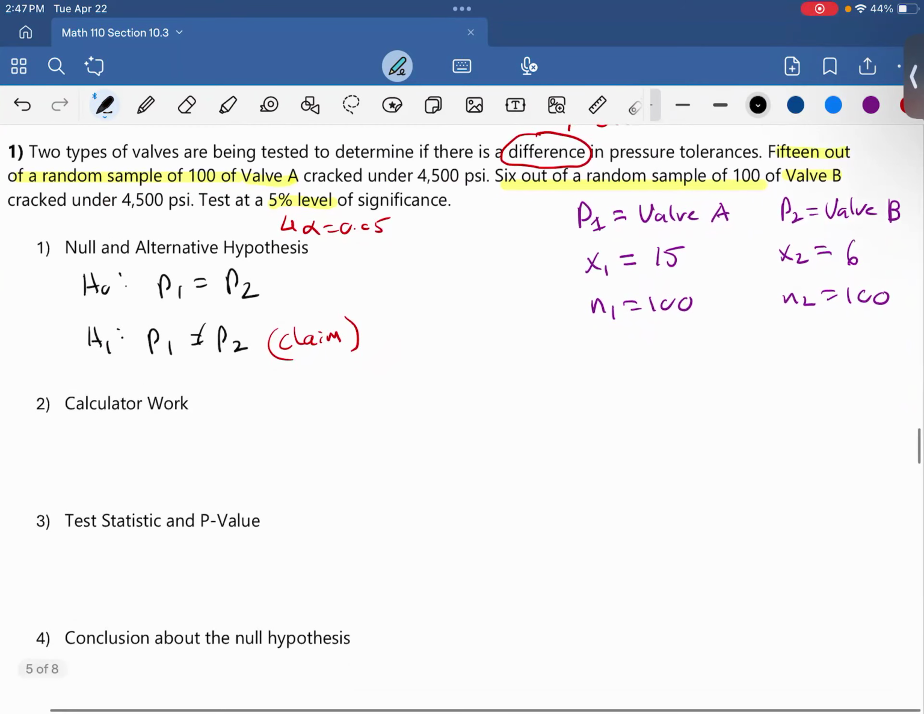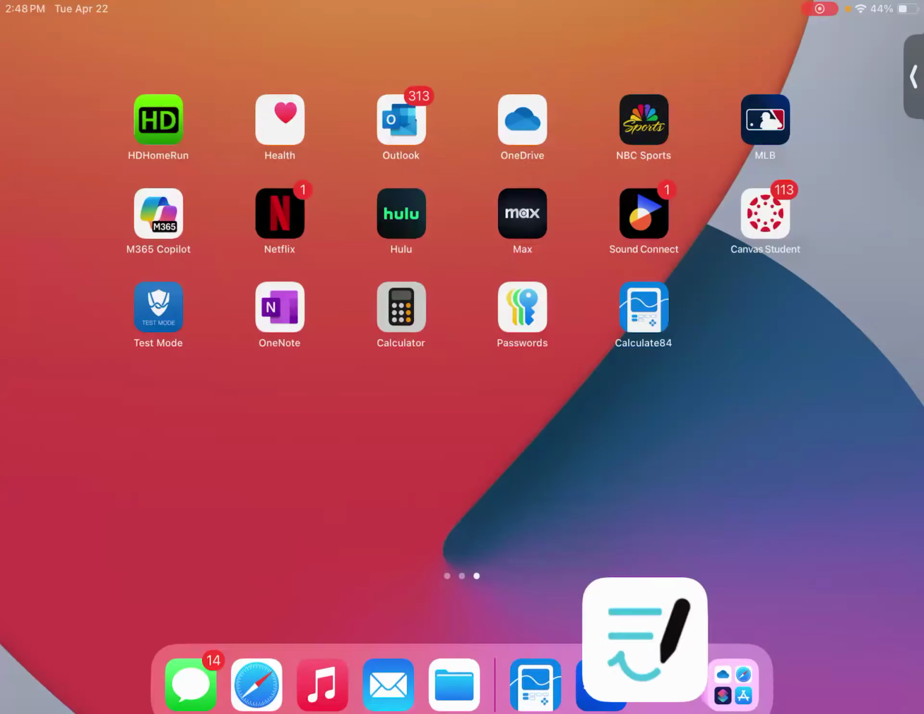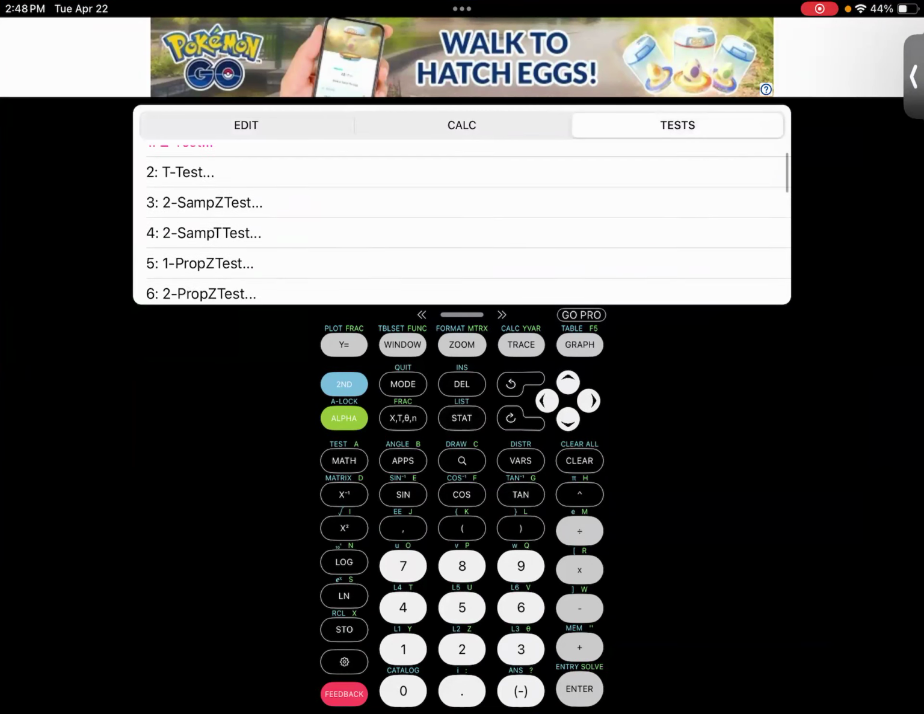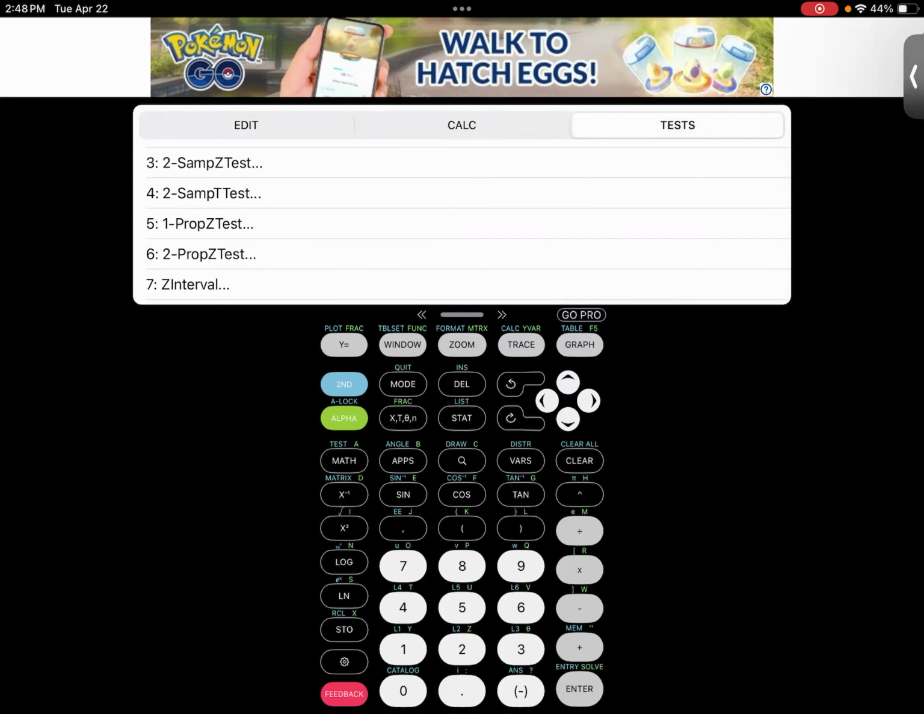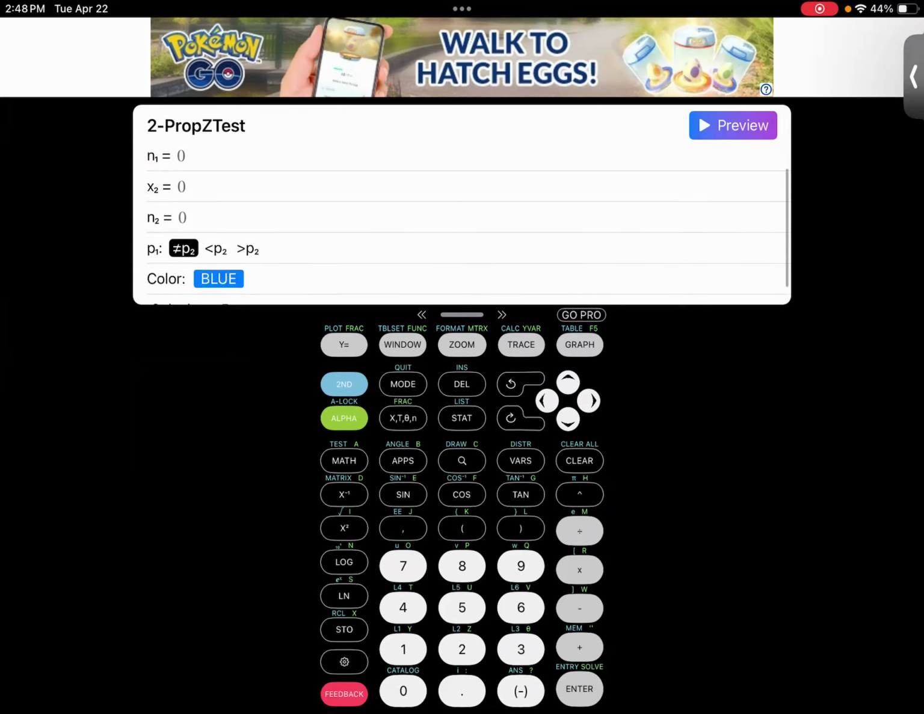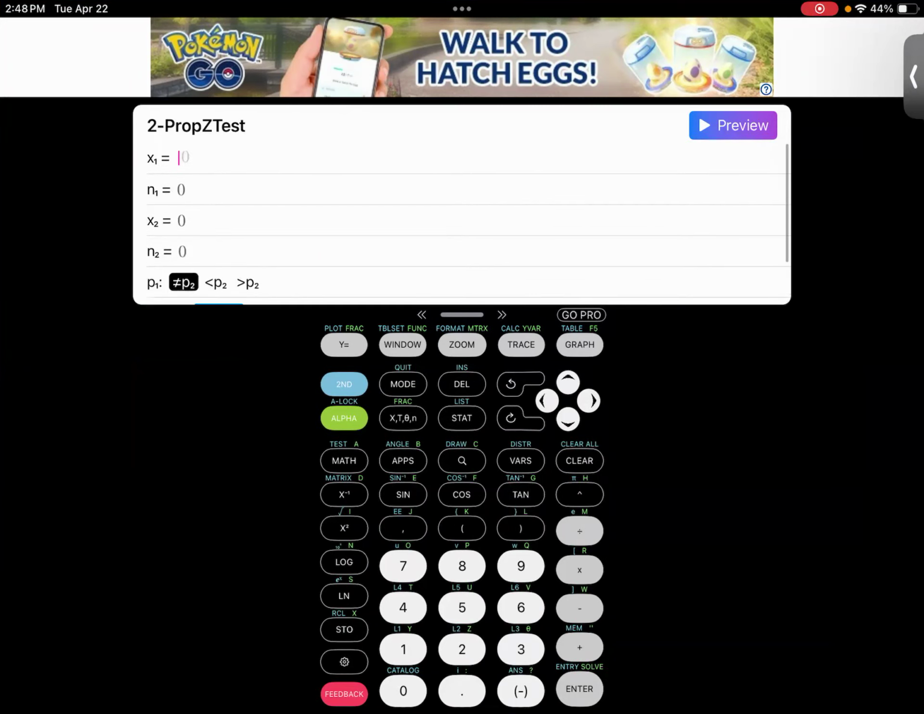All right, so let's continue on to calculator work. We know with two sample proportion testing, we need to use 2-PropZTest. Okay, so 2-PropZTest. Let's go to the calculator and see what we need to enter in there. We go to STAT, TESTS, and scroll down to 2-PropZTest, option 6. Here's where we enter all of our data that we picked apart from the question.